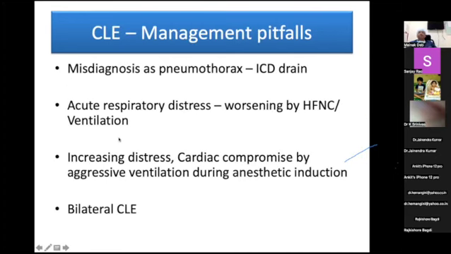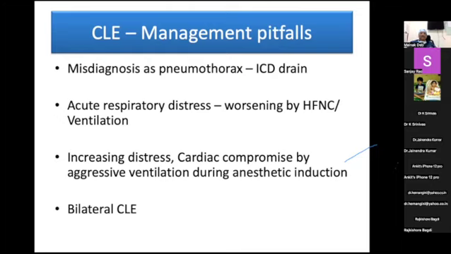Now, there are some management pitfalls that young surgeons should avoid while managing a CLE. A very common misdiagnosis or pitfall is mistaking a CLE, especially in an acutely symptomatic newborn, for a pneumothorax. Placing an ICD drain, and especially if you have placed an intrapulmonary ICD drain by accident, can only make things worse and doesn't improve your respiratory mechanics. You have to quickly identify a lobar emphysema, and if the child is acutely distressed, may need early surgery. Acute distress can be worsened by oxygen by high flow nasal cannulae or aggressive ventilation prior to surgery in a distressed child. So these are the children where a tempered approach to aggressive pre-op resuscitation should be taken, and who may benefit from a quicker, earlier, or more aggressive surgical approach.